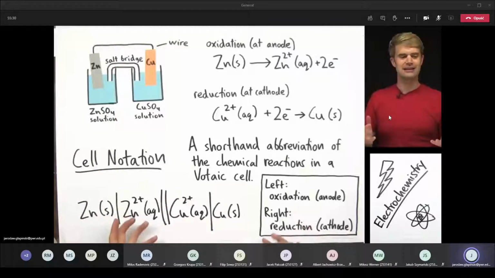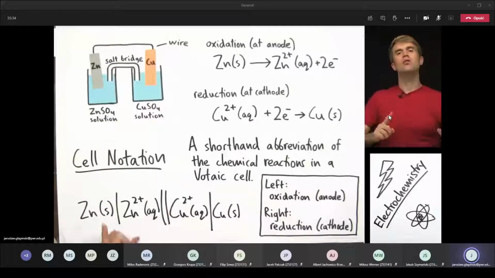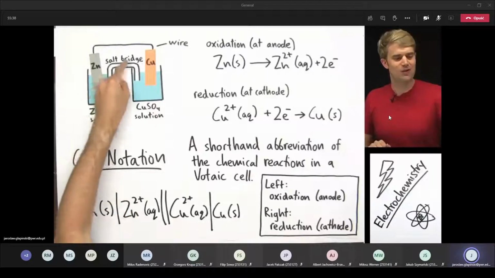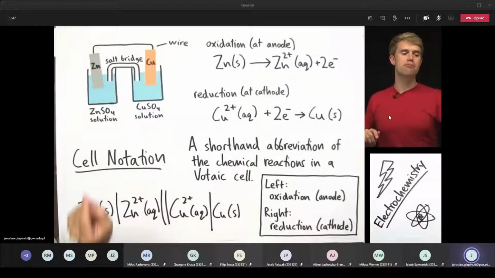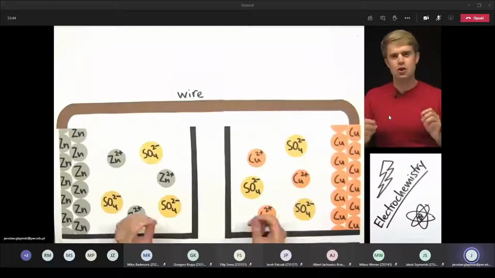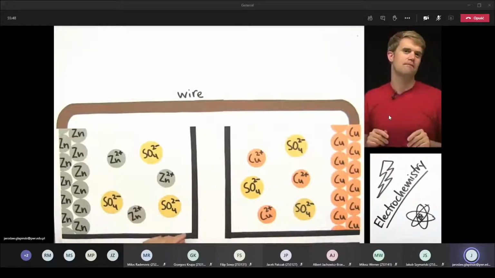So finally, we've talked a little bit about the salt bridge. I said we'd discuss it at the very end. So let me take a minute or two and explain what the salt bridge is, what it does, and why it's important in a voltaic cell. The salt bridge helps to balance out charge in the voltaic cell.